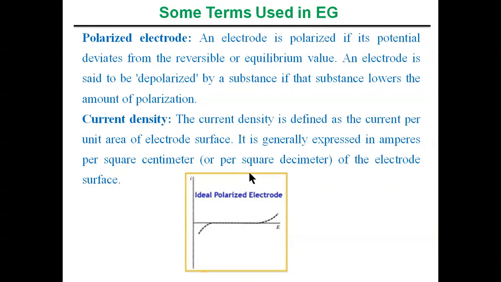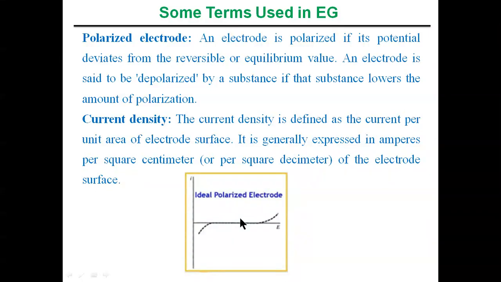So there are two more terms. One is a polarized electrode and the other is current density. Polarized electrode means the electrode is polarized if its potential deviates from the reversible or equilibrium value. An electrode is said to be depolarized by a substance if that substance lowers the amount of polarization. So it's very simple.